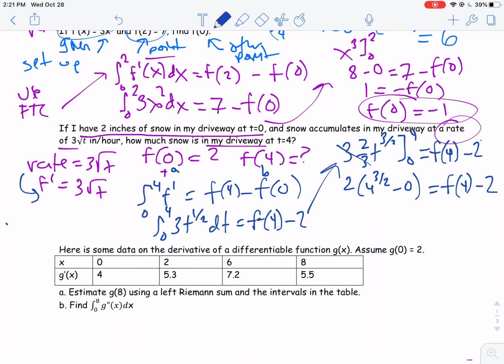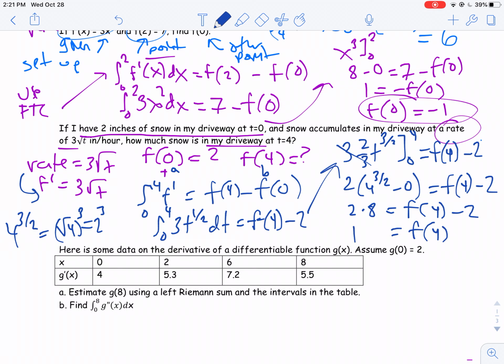Okay, so what is 4 to the 3/2? How do I think about that? Well, that's the square root of 4 to the 3rd power. So 2 cubed, that's 8. So that's saying 2 times 8 equals f of 4 minus 2, and then I'll add the 2 to the other side, and I will get f of 4 equals 18. Okay, so that makes sense.